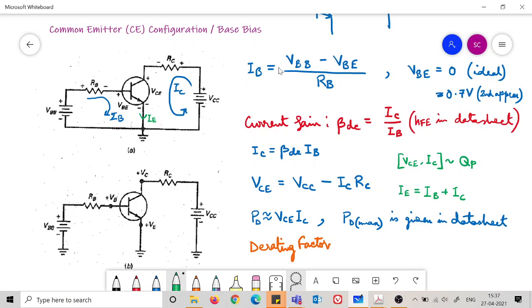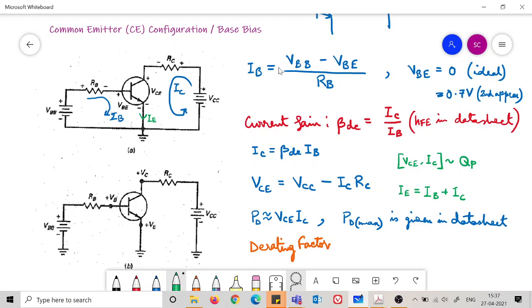dissipating power. There is also a specification in the data sheet which is the maximum dissipating power. So you should be careful that your operating point is not in such a pair where the VCE times IC is more than this PD max. That one needs to be careful about.